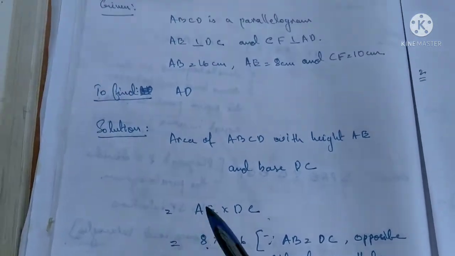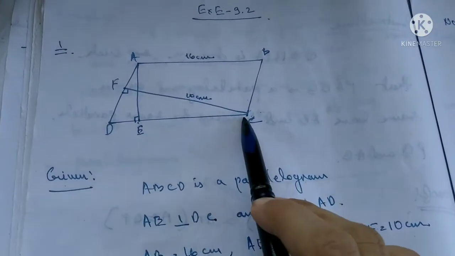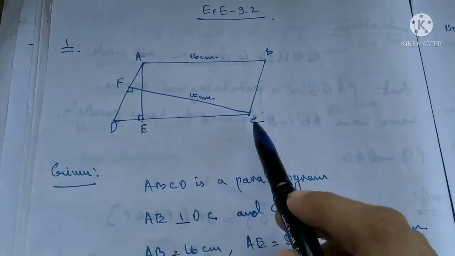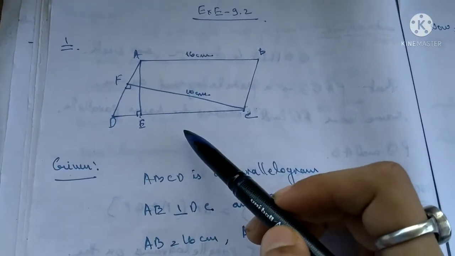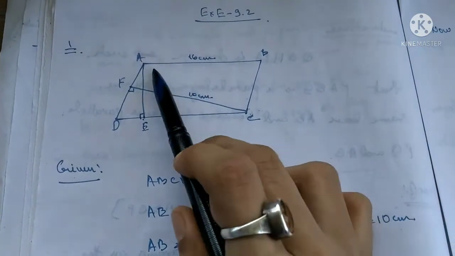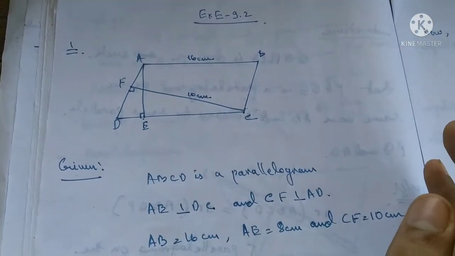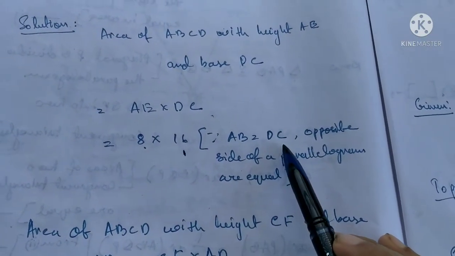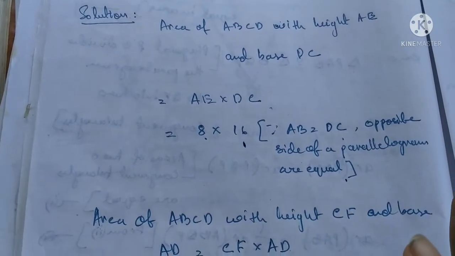Your AE value is given, but DC value is not given, but DC will be equal to AB, because ABCD is a parallelogram, and in a parallelogram the opposite sides are equal and parallel. So if AB is 16 centimeter, then DC will also be 16 centimeter. Since AB is equal to DC, opposite sides of a parallelogram are equal. This one I will keep in this way.